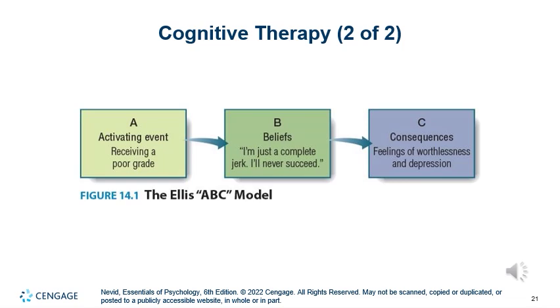An antecedent is something that comes before a behavior and may trigger that behavior. Remember, a behavior is anything an individual does. So a consequence is something that would follow the behavior.